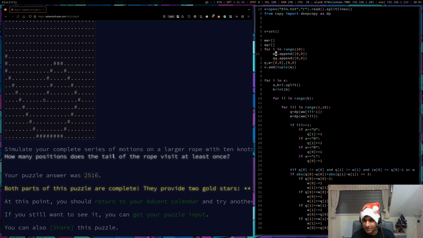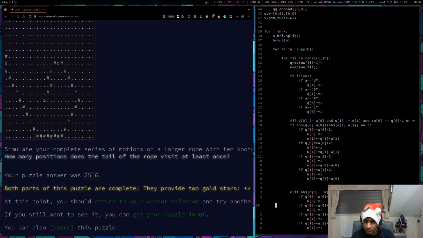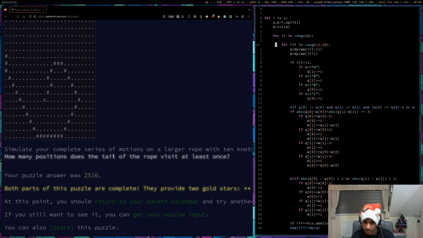And of course the head in this scenario would be index 0 of WW, which is the first knot, and then the last knot would be index 9, the 10th knot, and that'll be the tail. So similar code to before. Really the only change is this bit, because instead of just simulating one knot, W relative to Q, you have to simulate all 10 knots, or I guess all 9 knots, because you're told how the head moves, so you have to simulate the next 9 knots.